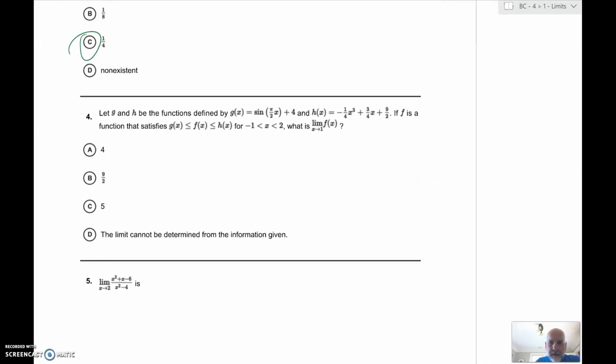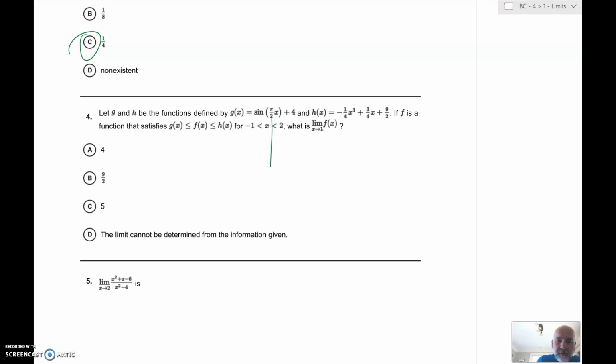Next one. Let g and h be these functions. If f is between the two of them, this is a squeeze theorem one, I can tell. We've got a lower function, an upper function, and a function that's always in the middle. That's true between -1 and 2, which is the only place I care about, because I want to know the limit of f of x as x approaches 1.